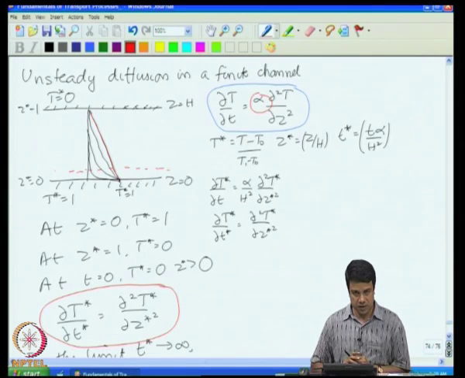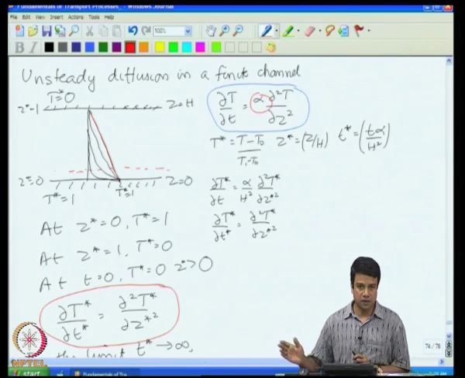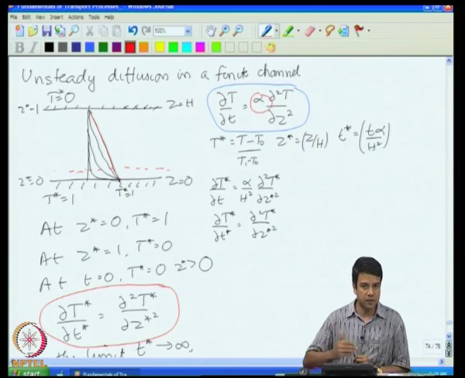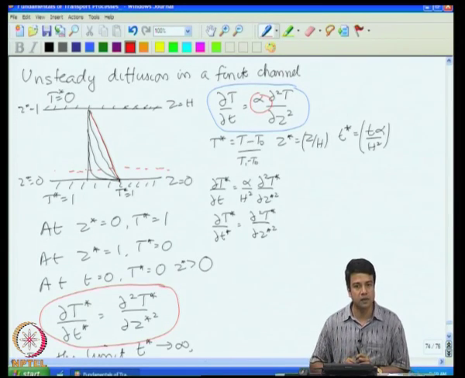So, t star gives me some indication of the time over which diffusion would take place. If t star is large compared to 1, or t is large compared to h square by alpha, I would be attaining the steady state temperature, whereas if t star is small compared to 1, or t is small compared to h square by alpha, the temperature should be in the very initial stages of development, where the penetration depth of the temperature into the medium is small. So, that is the physical interpretation of this time scale t star.